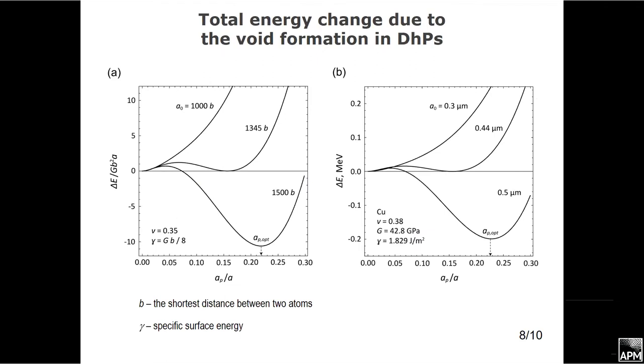Finally, we calculate the total energy change of the system due to the formation of a central spherical void inside the decahedral particles along the axis. Our result is in these diagrams. In figure A, we present the energy change in normalized units, while in picture B, we illustrate the energy in units of mega electron volt, for the case of copper.